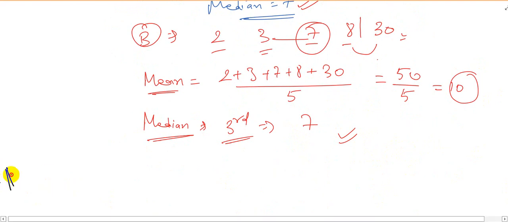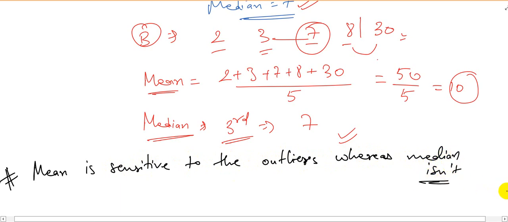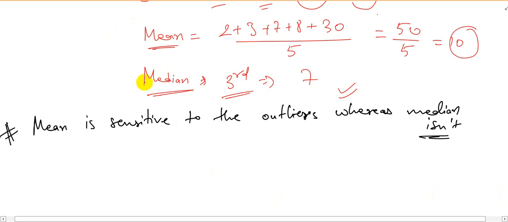Okay, median is unaffected. So this is a very important point: mean is sensitive to the outliers, whereas median isn't, right? Median isn't.